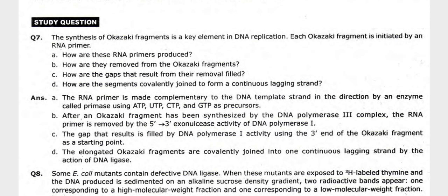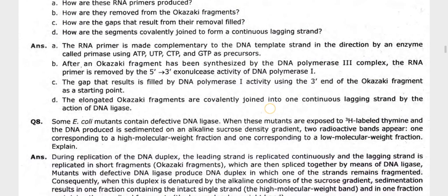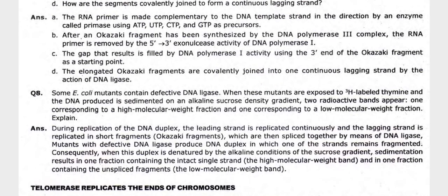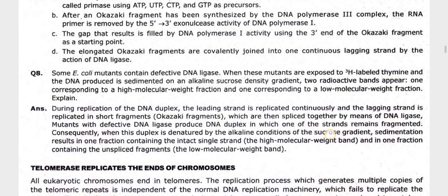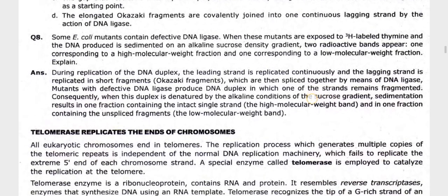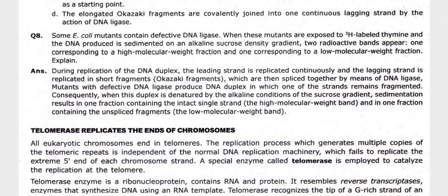The gap that results is filled by DNA polymerase I activity using the 3' end of the Okazaki fragment as a starting point. The elongated Okazaki fragments are covalently joined to form continuous lagging strands by the action of DNA ligase. Some E. coli mutants contain defective DNA ligase.